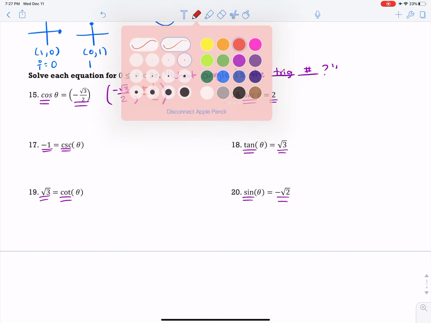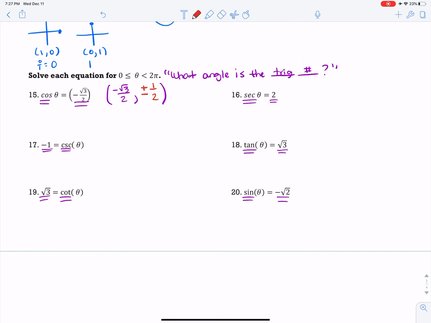So now we just got to think, what quadrants are they in? If it's negative positive, well, negative positive would then be in quadrant number 2. So we need to figure out the answer for quadrant number 2. But if it's negative negative, that's in quadrant 3. So again, negative positive is in quadrant 2 versus negative negative is in quadrant 3. And now we figure out our answer.